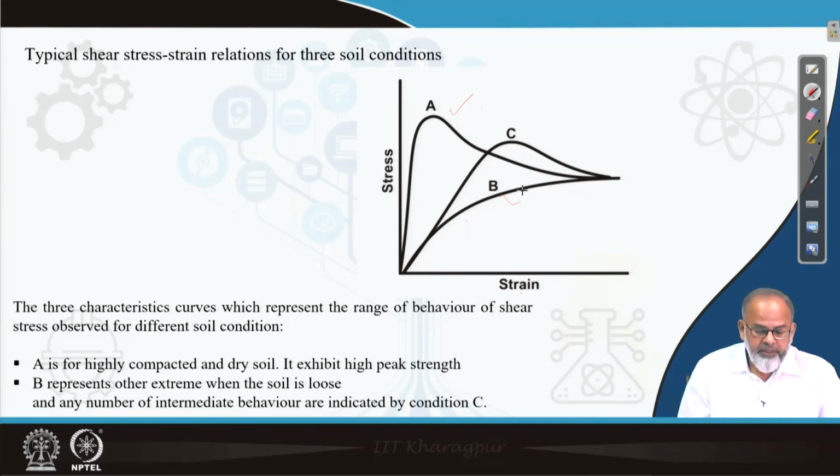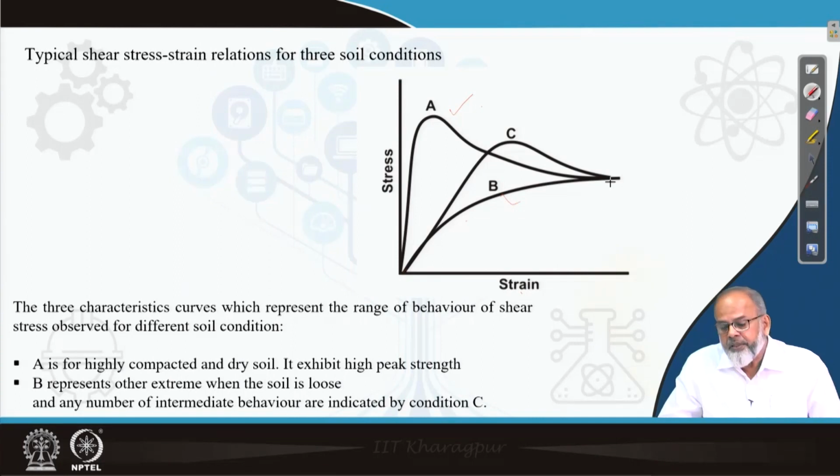In between, when the soil behaves as neither too compact nor too loose, you may get a curve where the stress first increases and reaches a peak, but that peak is not as prominent as in hard or dry soil, though you will definitely get a peak. After that the failure starts and the shear stress goes down. So these are the three typical curves experienced in the field.